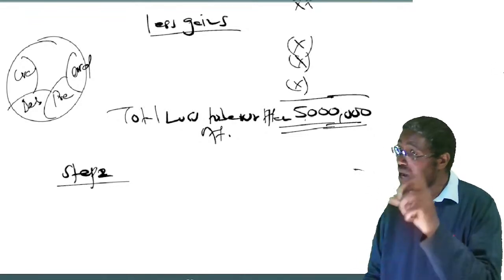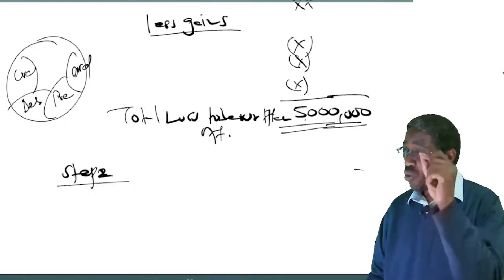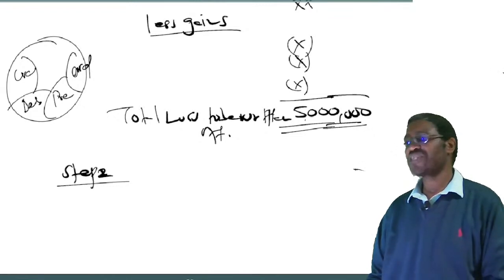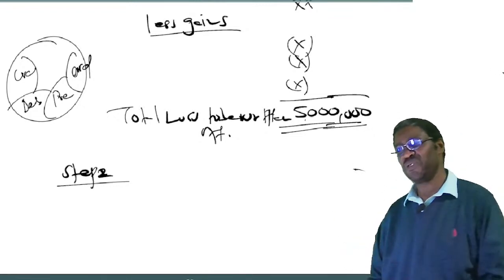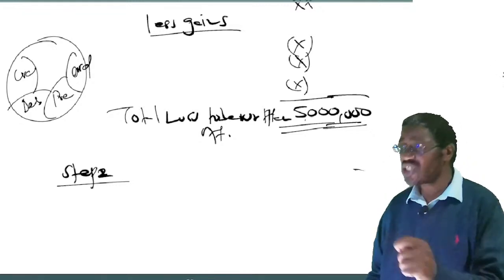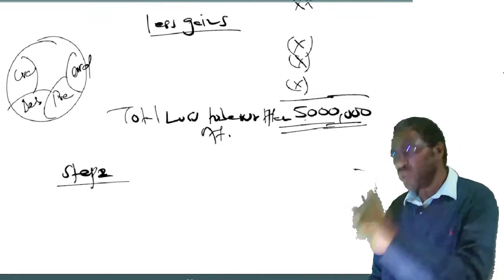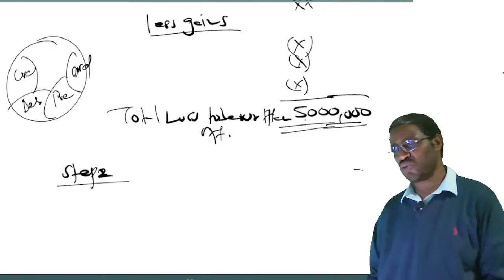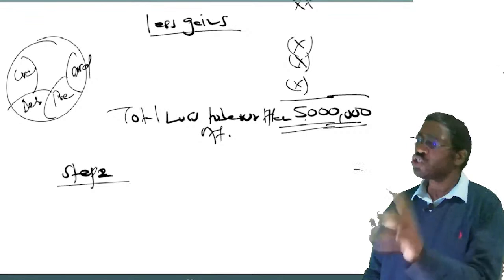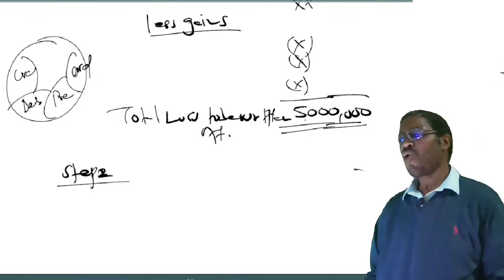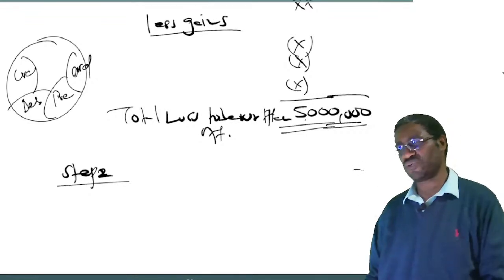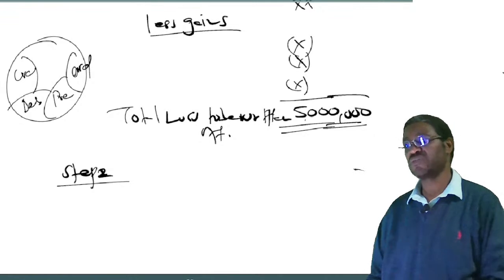Who among these stakeholders should we request to suffer this loss of 5 million? As a company, should we request the ordinary shareholders? Should we request the preference shareholders to suffer that loss of 5 million? Should we request the debenture holders? Or should we request the creditors? Who among the stakeholders of the company should be requested to suffer the loss in our step number 1?